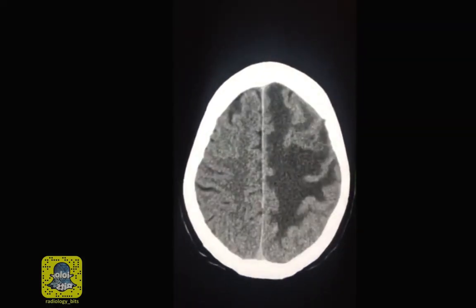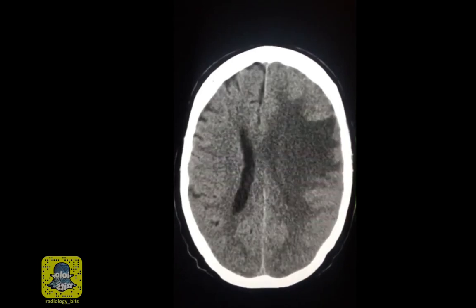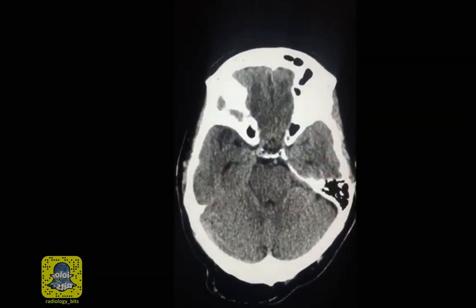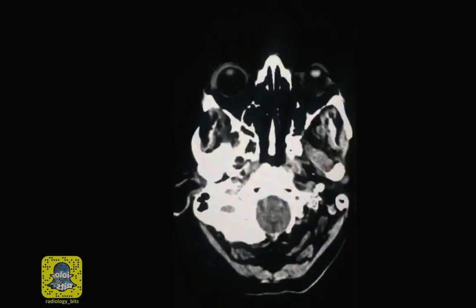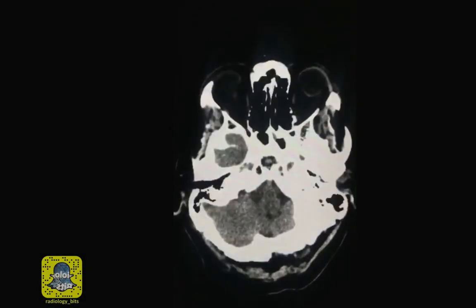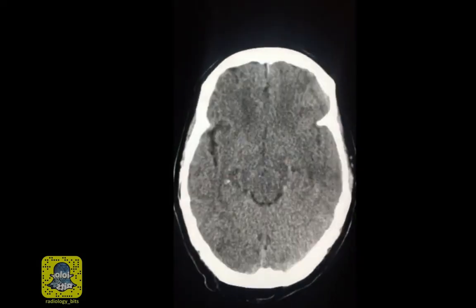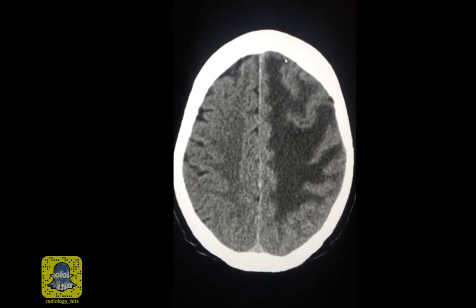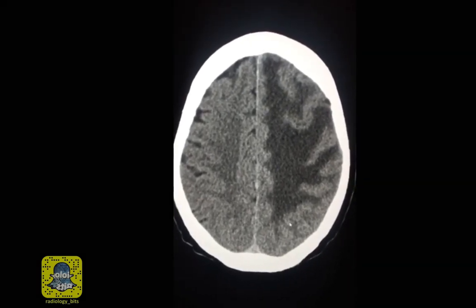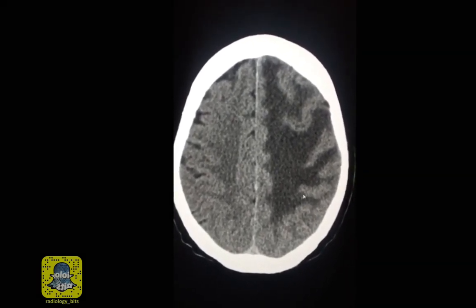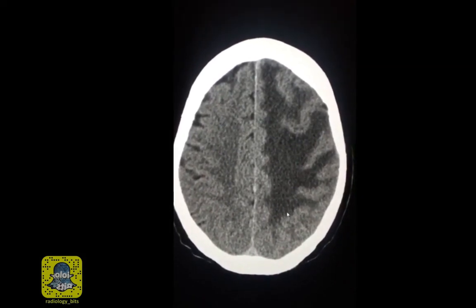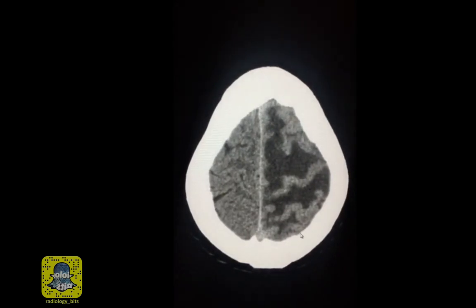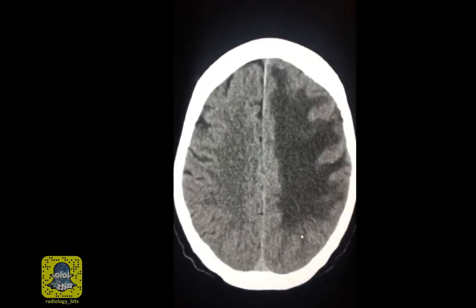This is a 68-year-old male patient who presented with right upper limb weakness. There's this obvious large area of hypodensity that is abnormal that involves the left frontal and parietal lobes. Before proceeding with this case, let's talk about a few normal anatomical concepts on brain CT.